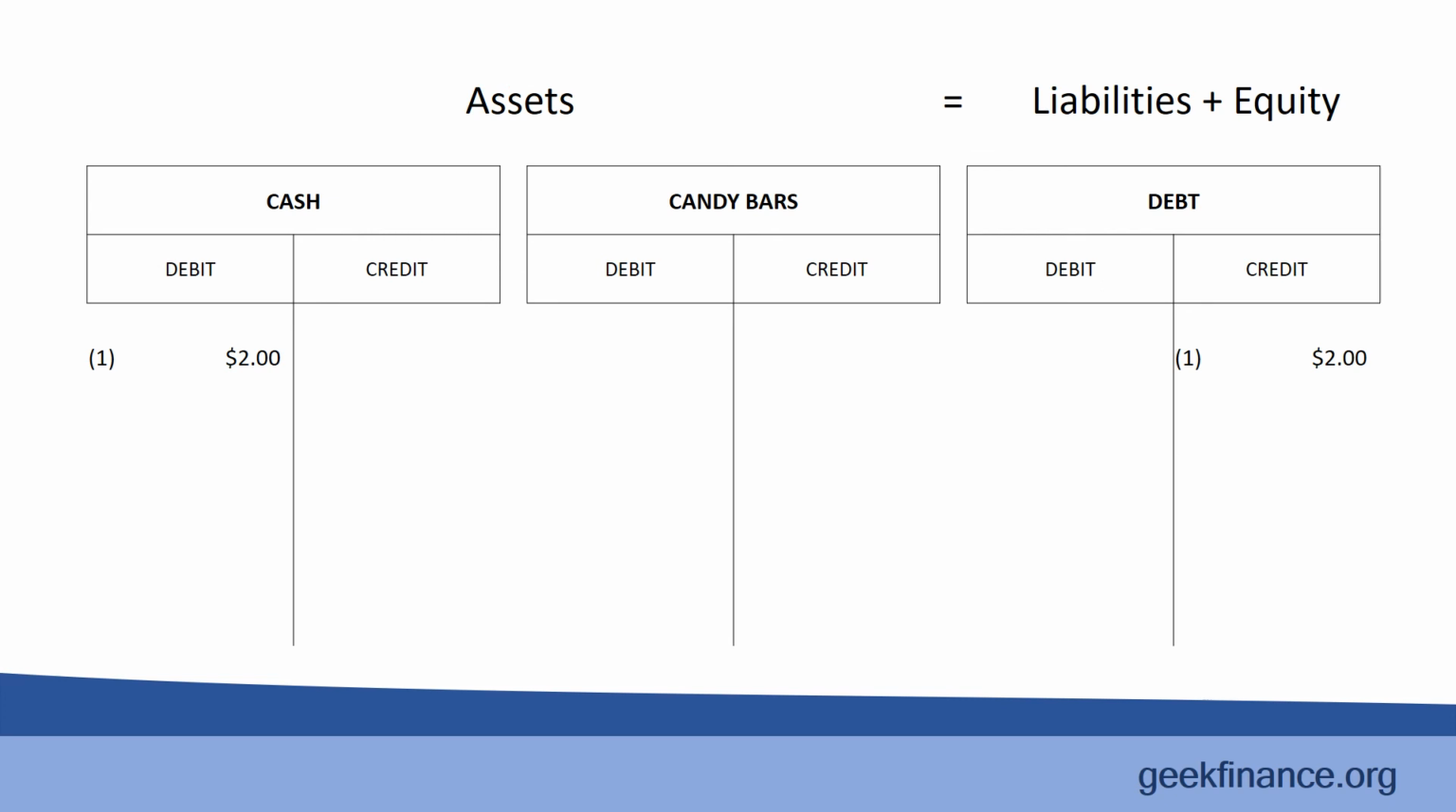In our example, I'd like you to notice that the asset side of the equation is represented here by our two asset accounts, which are cash and candy bars. Our liabilities plus equity side is represented here by our debt, which is a liability account. Now, in a real business, we'd also have at least one equity account representing the capital that the investors put up to start the business.